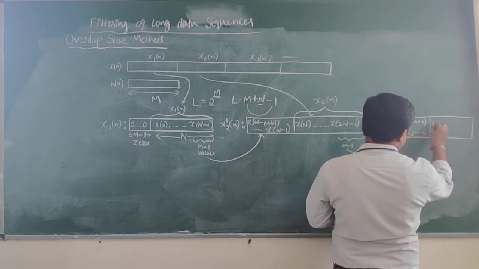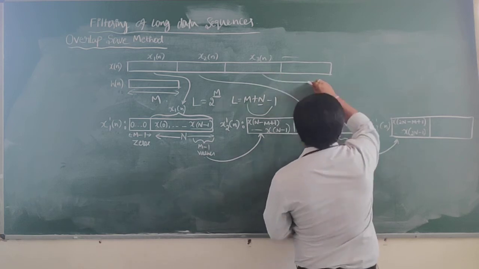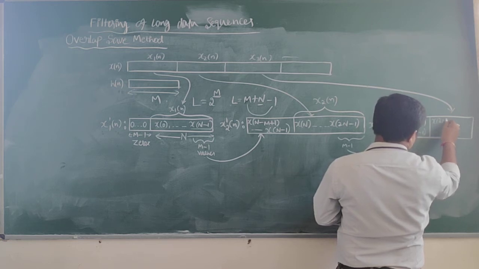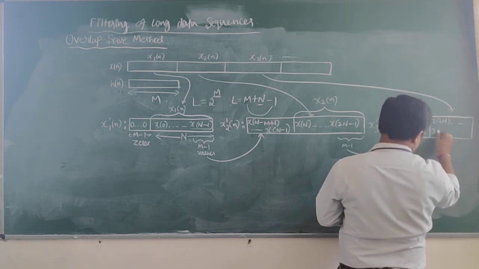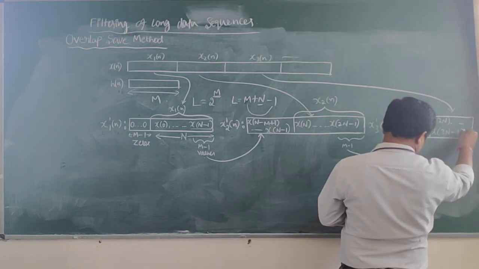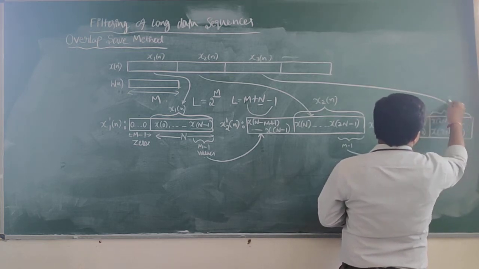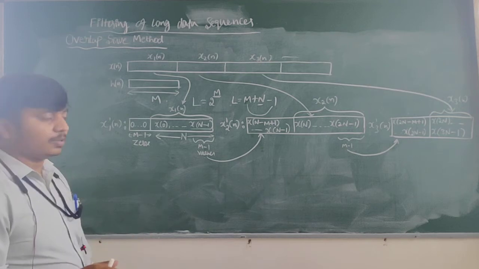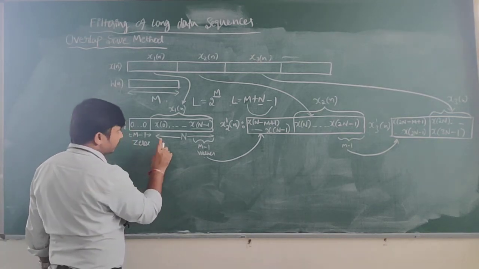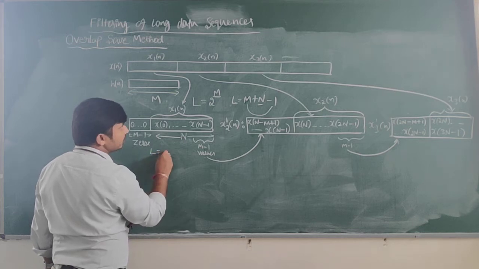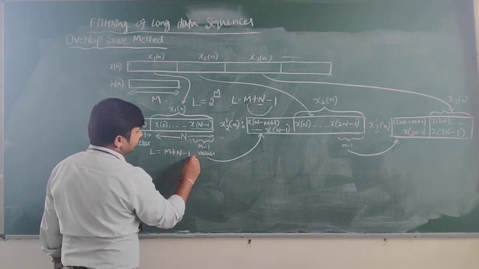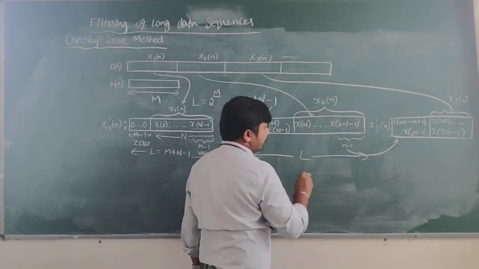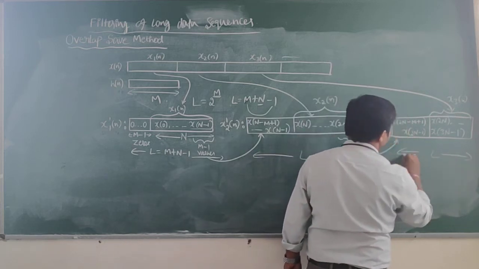And so the x3 of n becomes x of 2n so on up to x of 3n minus 1. So this is x3 of n. So the length of each block is now equal to L, where L is equal to m plus n minus 1. The length of x2 dash of n is also L, and the length of x3 dash of n is also equal to L.